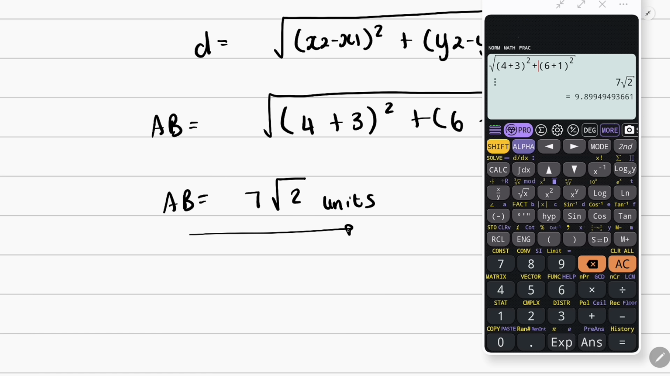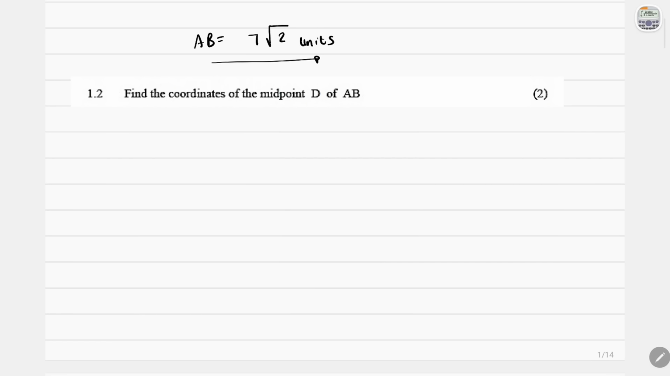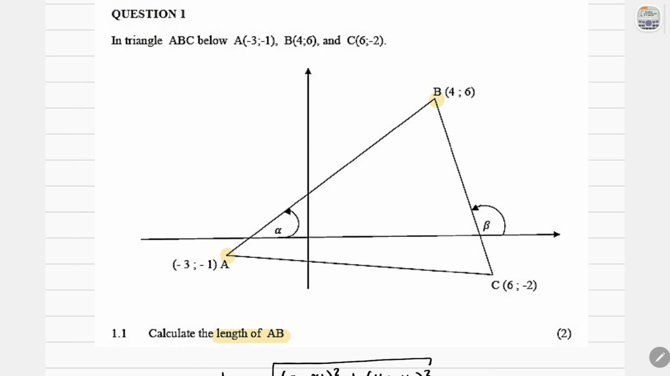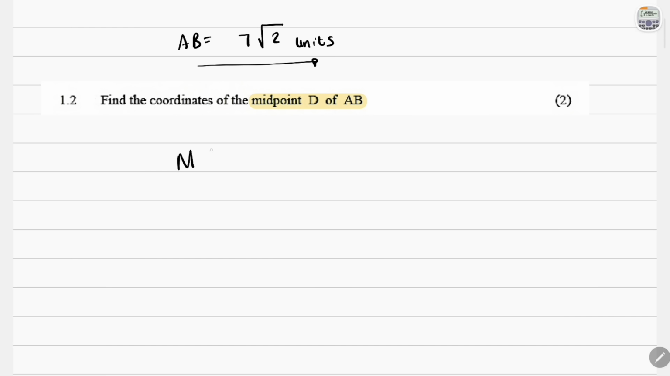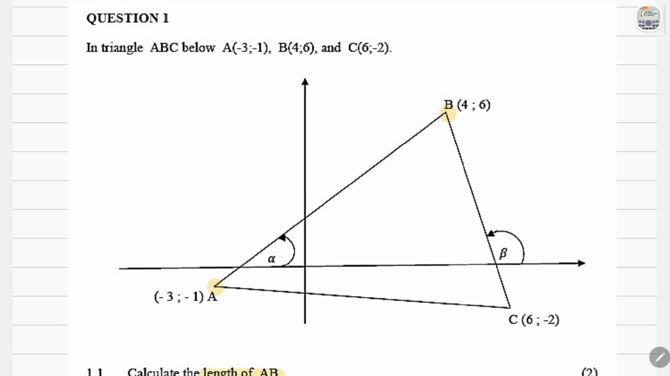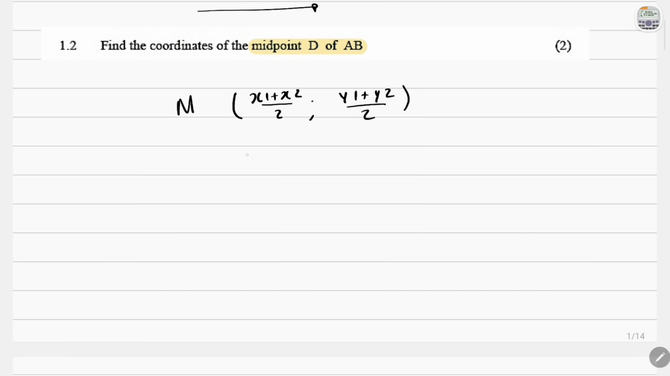And moving on to the next question. Question 1.2 says, find the coordinates of the midpoint D of AB. Okay, so the midpoint of AB. So we're still using these points again, but now we just need the midpoint formula. So the midpoint formula is (x1 plus x2) all over 2, and then (y1 plus y2) divided by 2. Okay, so let's go ahead and see this. So we'll say x1 plus x2, so that is -3 plus 4 over 2, and this will be the coordinates of D.